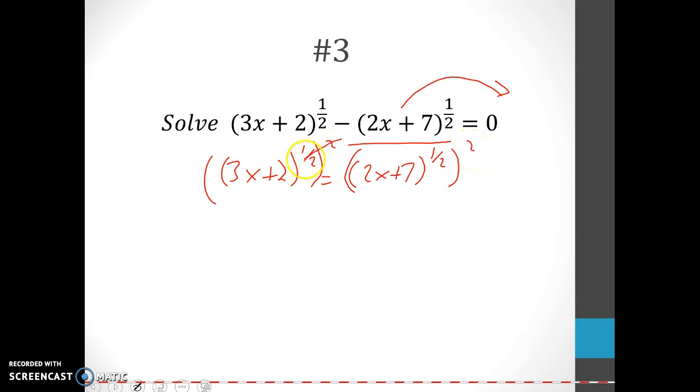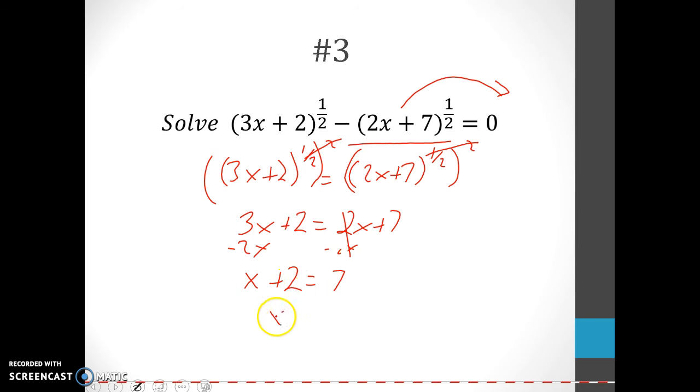That'll get rid of these exponents and these exponents, which is just going to leave me with 3x plus 2 equals 2x plus 7. And if I get the x's together, I could subtract 2x from both sides. That'll get rid of this. If I subtract 2x from this side, I'll just have x plus 2 is equal to 7. And if I subtract 2 from both sides, then x will be 5.